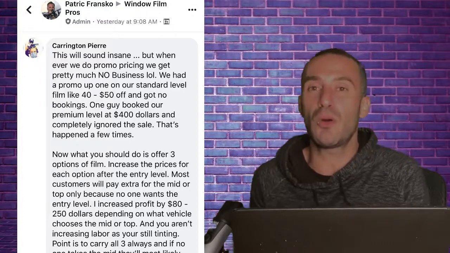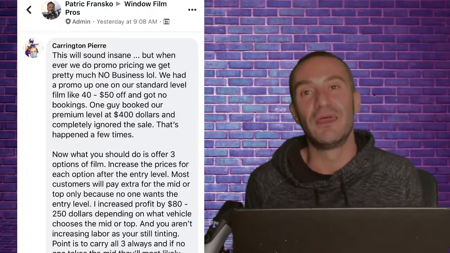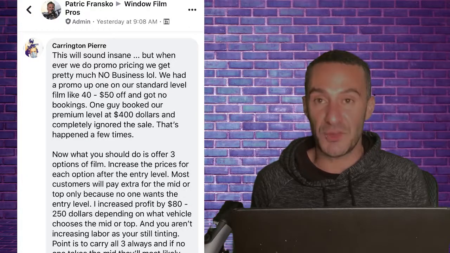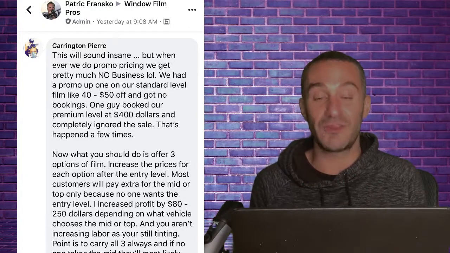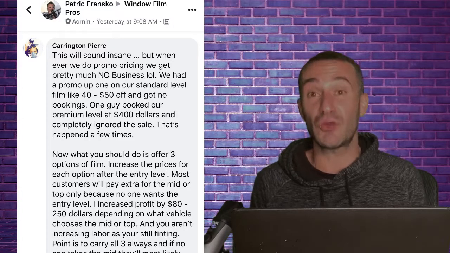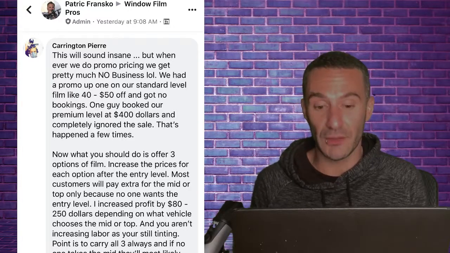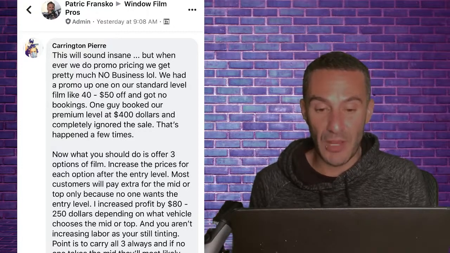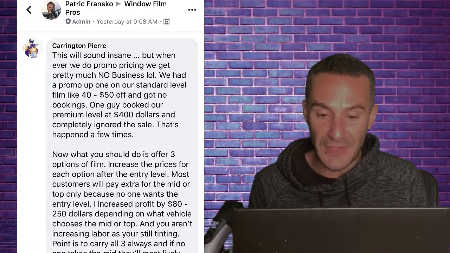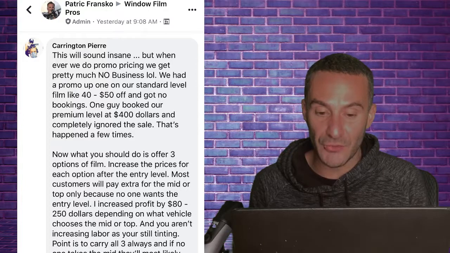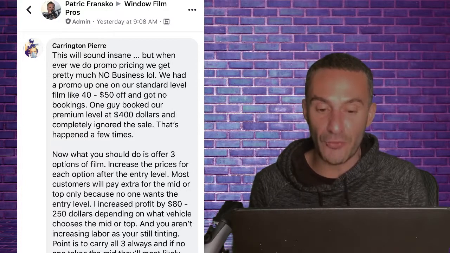They're all like, whoa, I want the highest heat rejection. Like, they just do. Now, some aren't going to want to spend the money, and that's fine, but you definitely are going to convert more with that heat box than you will with telling them to trust you. It's better and it'll block more heat. He said, I profited nearly 80 to 250 depending on what vehicle chooses mid and top, and you aren't increasing labor as you're still tinting. Point is to carry all 3 always.